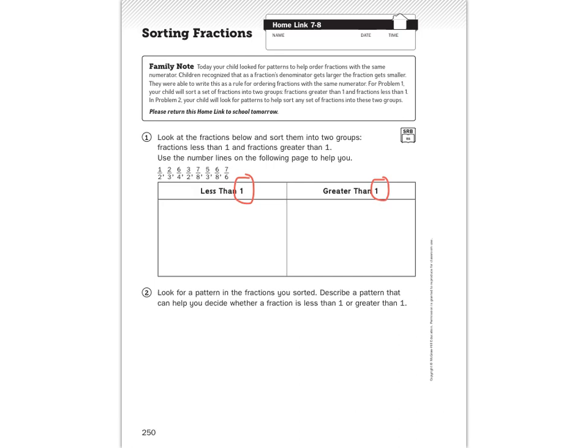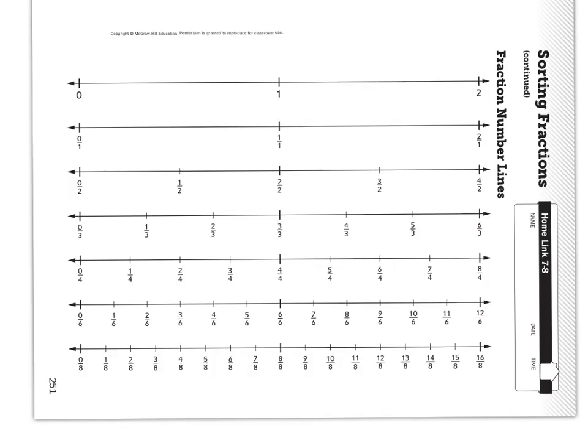And then at the bottom it says look for a pattern in the fractions that you sorted. Describe the pattern that can help you decide whether a fraction is less than 1 or greater than 1. So you're looking for something like what you came up with before as far as a rule for knowing how to order them. This time you're coming up with a rule for knowing if it's going to be less than 1 whole or greater than 1 whole.